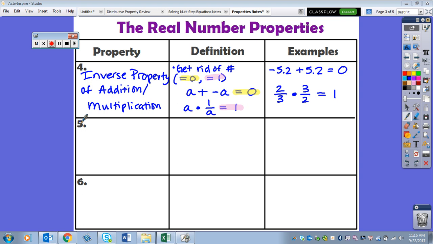All right, in the last video we talked about the difference between the identity and the inverse properties. This video we're going to look at the last two properties we're going to be talking about today. So the first one is going to be the distributive property.